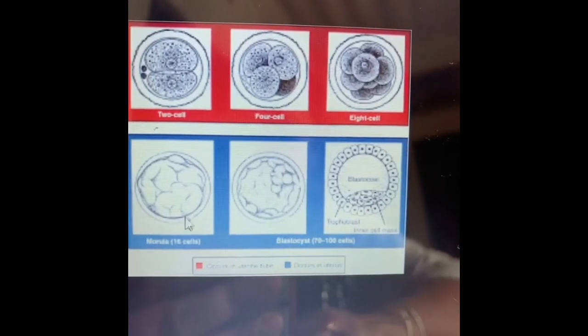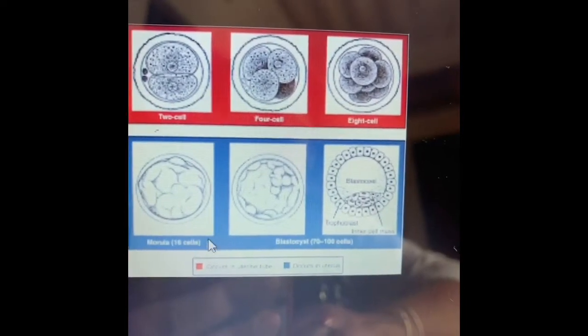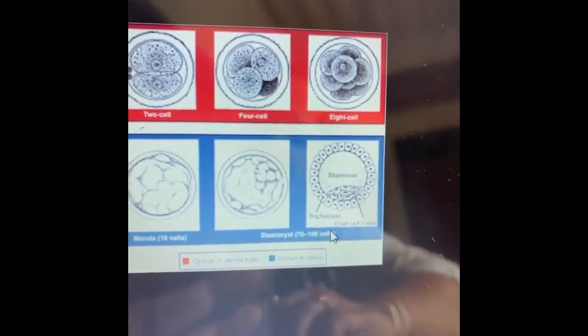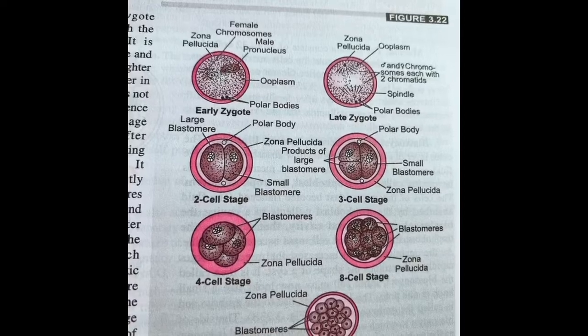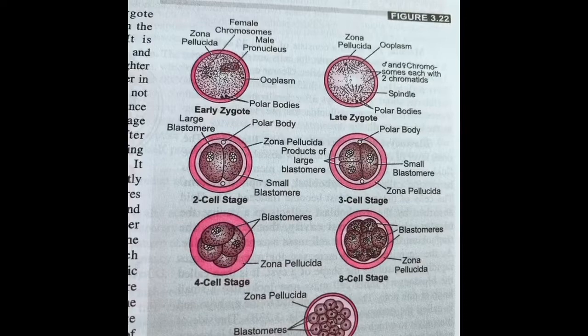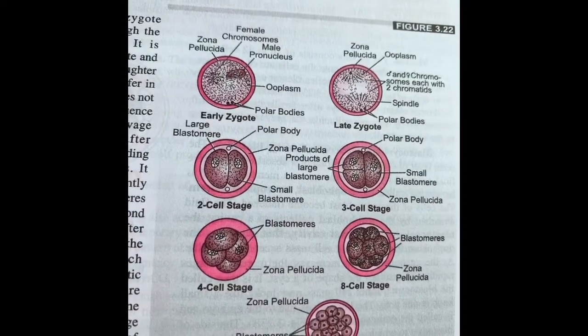So the 16-cell stage is known as morula. Then 32 to 108 cell stage is known as the blastocyst. So these are the cleavage stages. You see the 2-cell stage, the 3-celled, 4-celled, 8-celled. Then early morula. This is the morula stage, which is 16-celled.